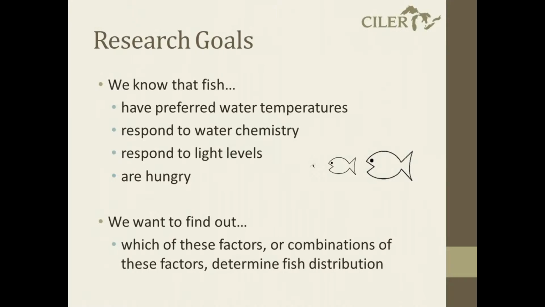So going into this, some things that we know about fish: they have preferred water temperatures, they respond to water chemistry, they respond to light levels, and they go where the food is. With all of these factors in mind, we want to find out which of them, or which combinations of these factors, determine fish distribution. And if we can get a good idea of these relationships, then that will help us to better predict or develop models for predicting fish distribution.